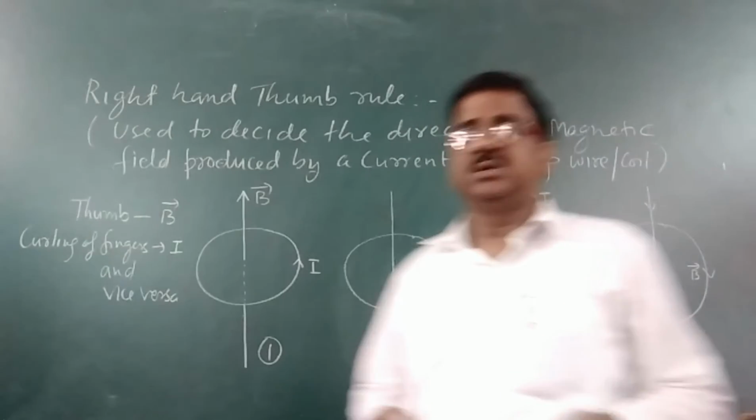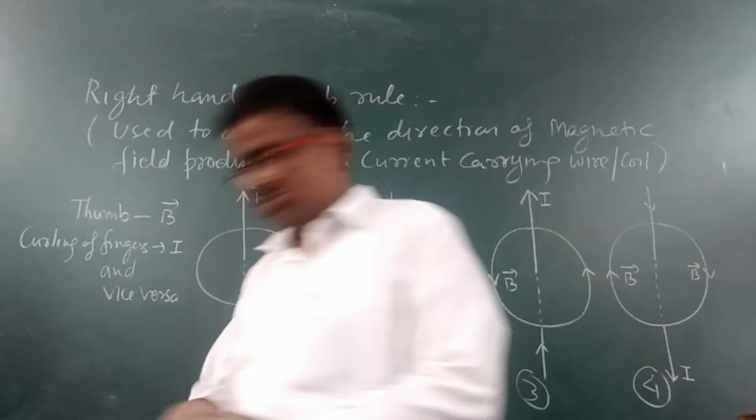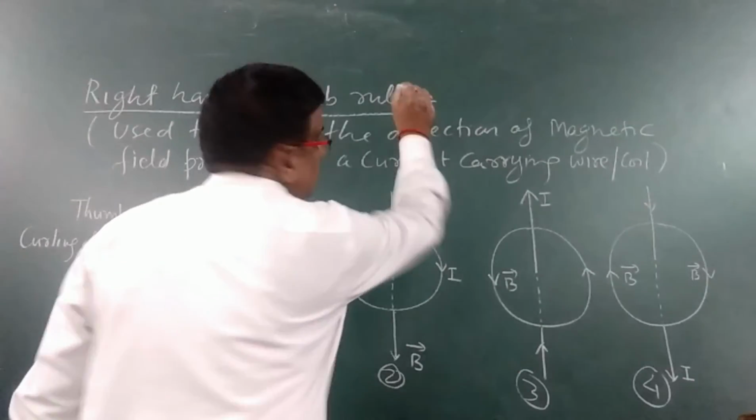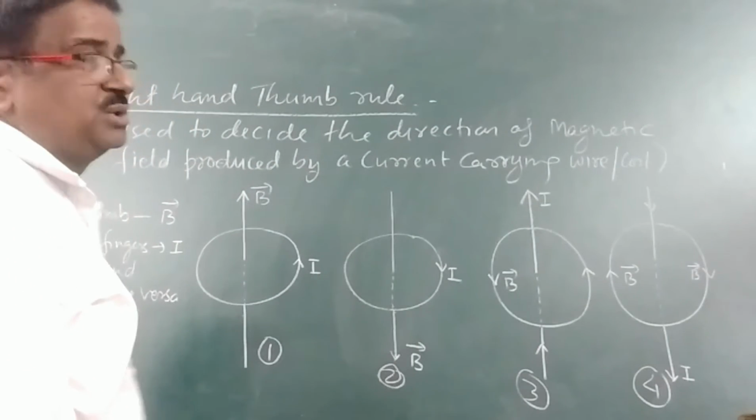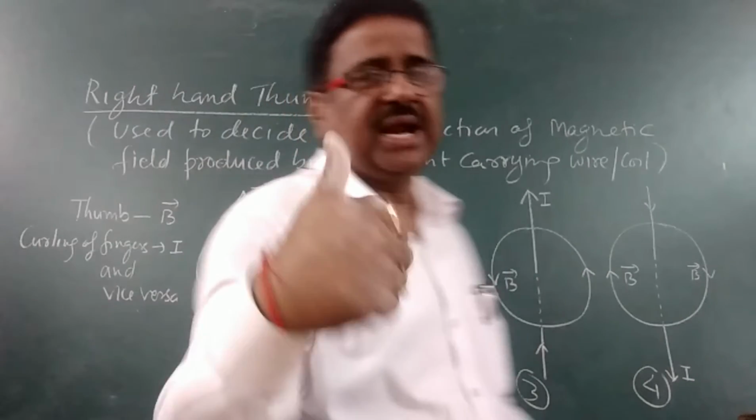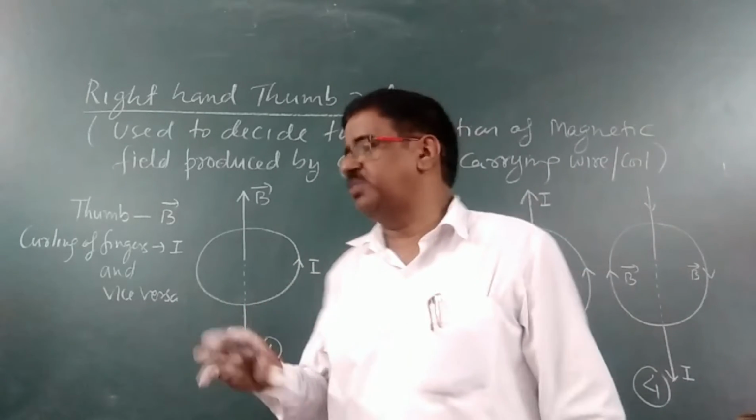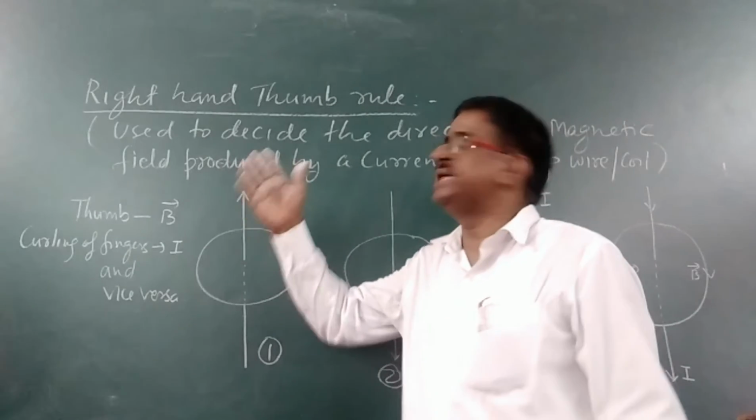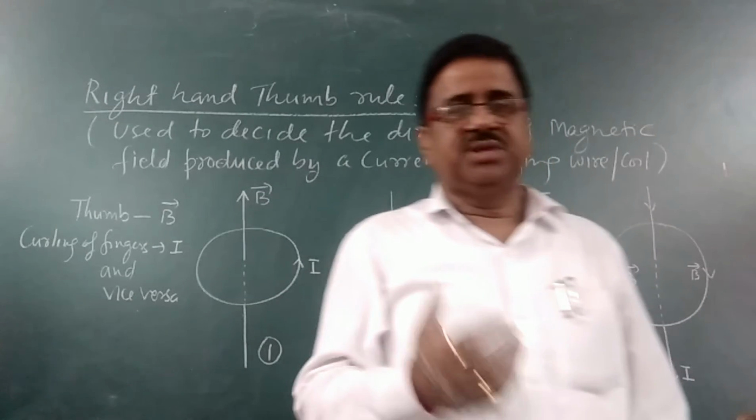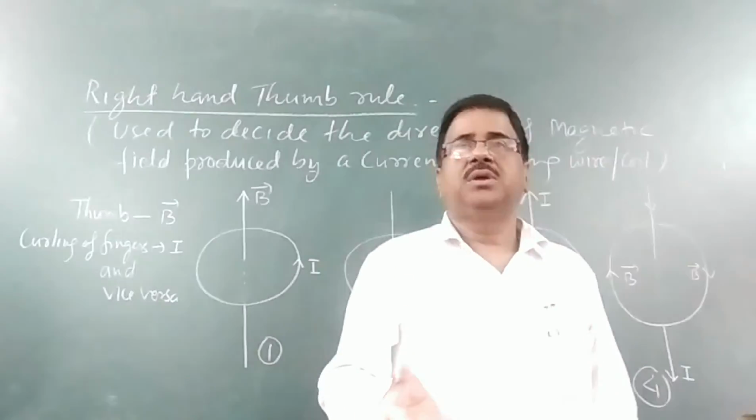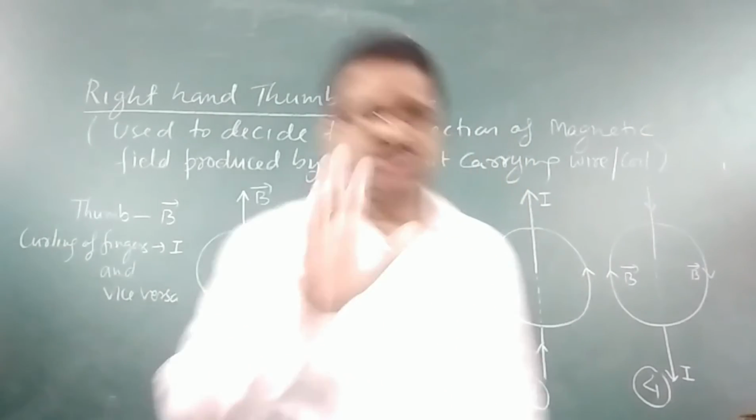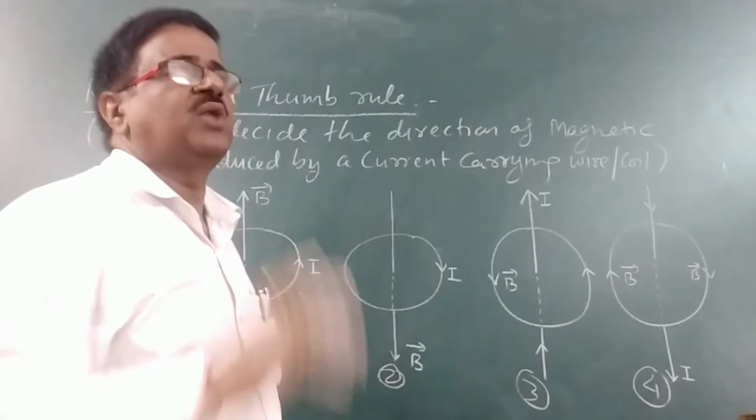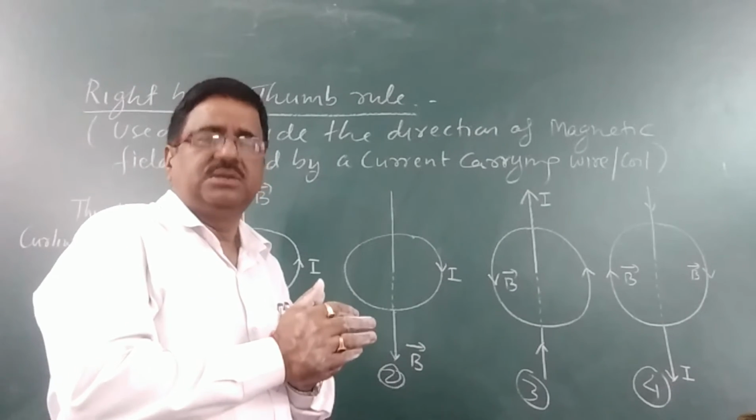Students, I am going to explain today regarding the right hand thumb rule. The right hand thumb rule is similar to Maxwell's screw rule also. The right hand thumb rule is used to decide the direction of magnetic field produced due to the current flowing through a wire, either straight or circular.